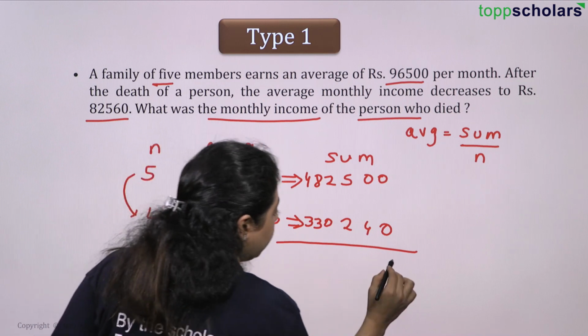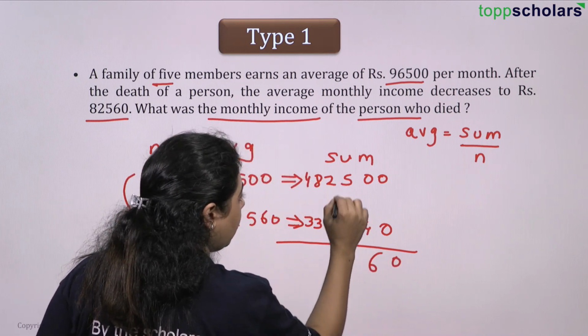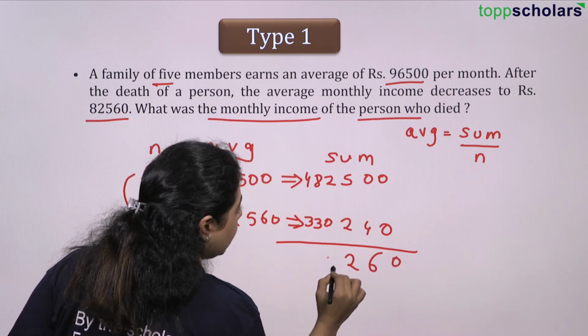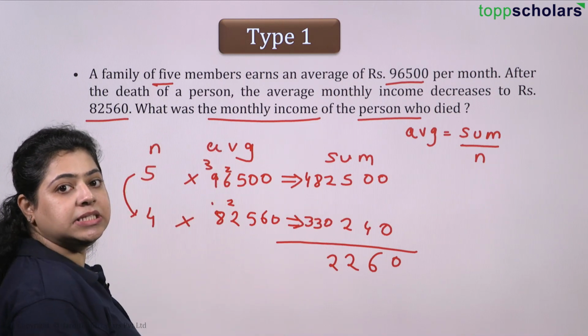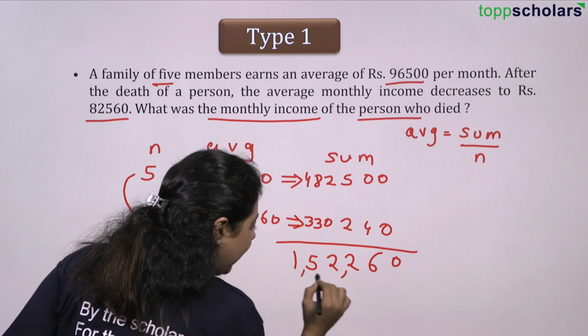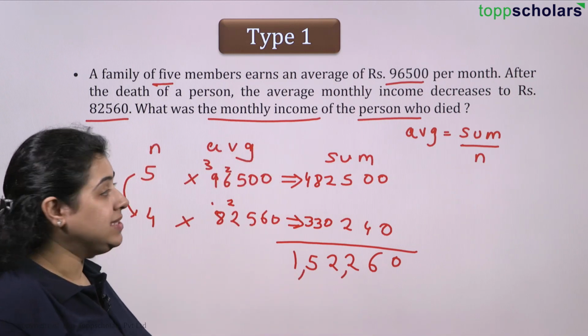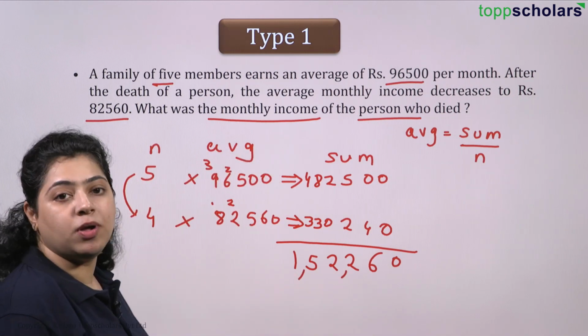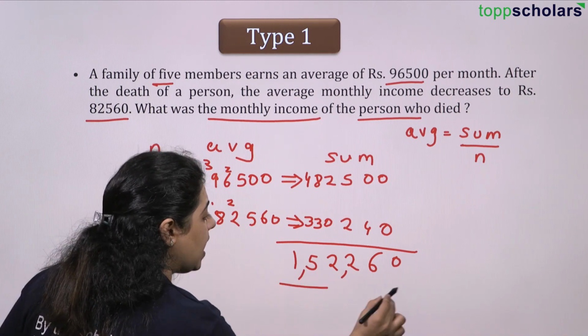So, when we subtract, we get here 0, we get 6 here. 4 minus 2 is 2. Here it is 2 and 48 minus 33 gives us 15. So 1,52,260 was the monthly income of the person who died. So, this becomes our answer.